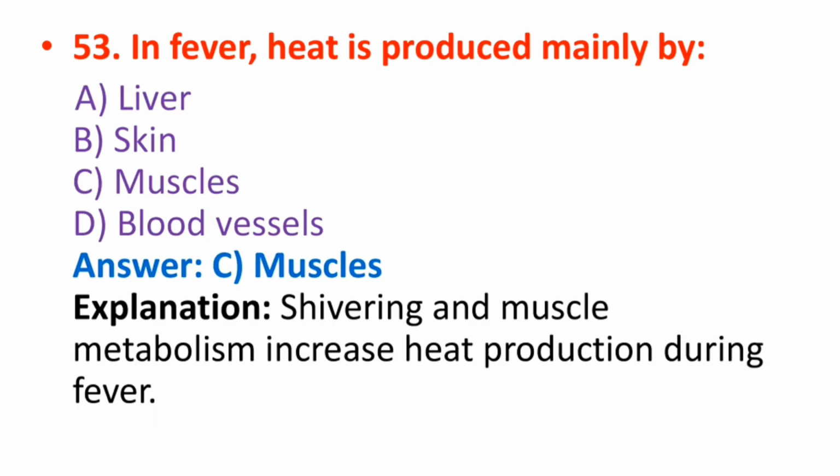In fever, heat is produced mainly by option A liver, option B skin, option C muscles, option D blood vessels. The correct answer is option C muscles. Shivering and muscle metabolism increase heat production during fever. In fever, heat is produced mainly by option C muscles.